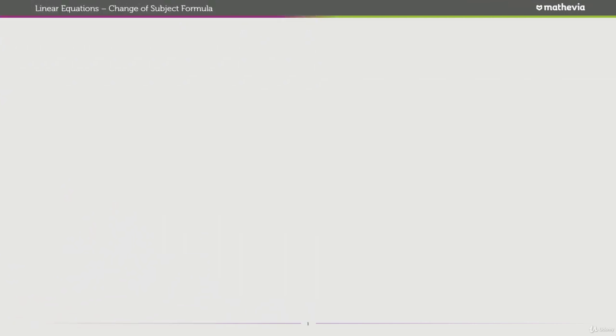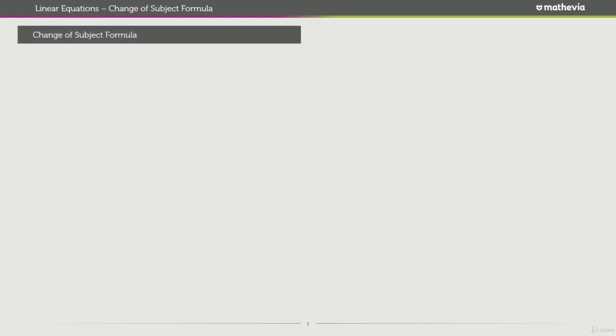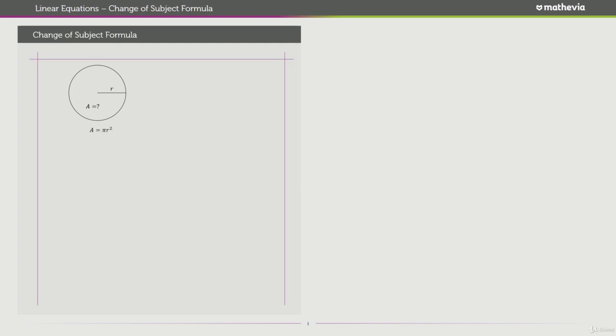So linear equations, change of subject formula. Now, change of subject formula, what is this about really? I have this circle here, with a radius r. If we were looking to find the area of this circle, we go A equals pi r squared. Basically, the formula for the area of a circle is A equals pi r squared.